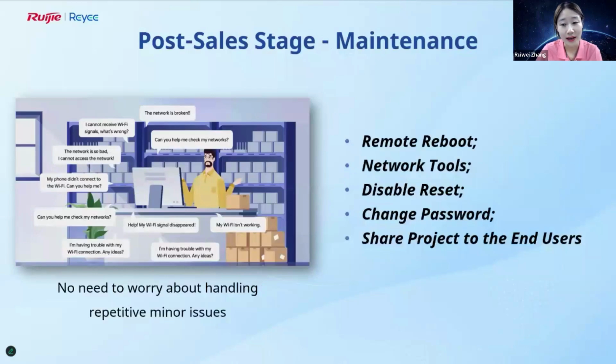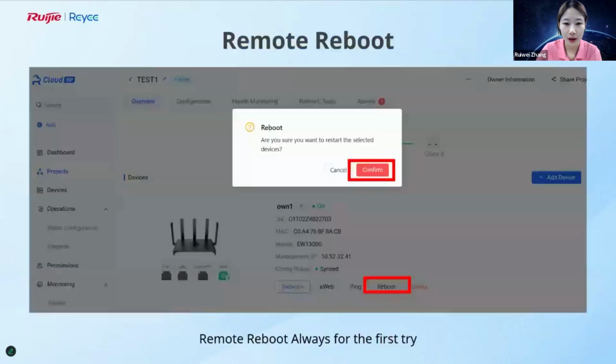Now we are getting to the headache, the repetitive minor after-sales issues. But don't worry, we will give you a smarter and more efficient way to handle them too. When dealing with electronic device problems, Reboot is always the first try, right? So same for home routers. We reorganized the buttons for the most used features to make them easier to find. Just go into the project, then you will quickly spot the Reboot button here.